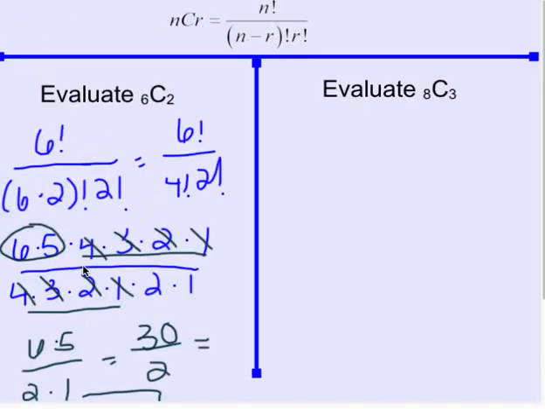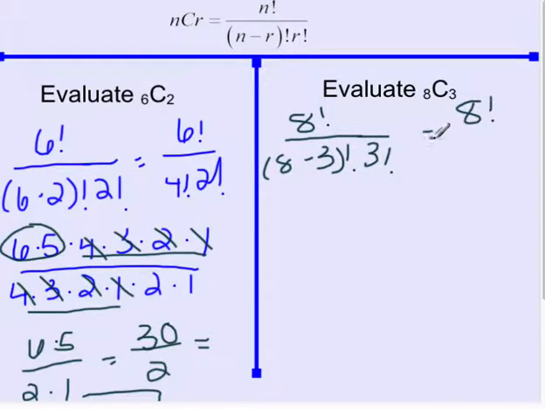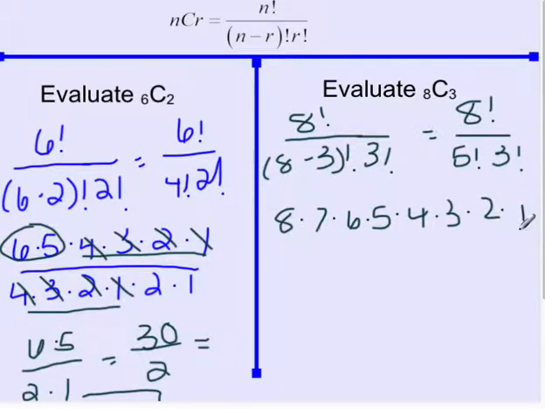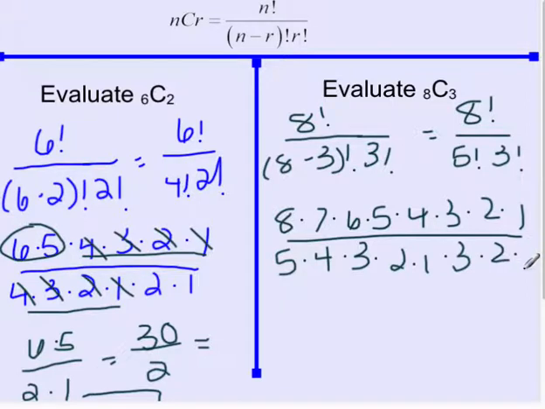Let's do that again for this next one. Now we're going to do 8 choose 3. So we're going to have 8 factorial divided by 8 minus 3 factorial times 3 factorial. That's going to be 8 factorial divided by 5 factorial, which is 8 minus 3, and then 3 factorial. Then I'm going to take care of that 5 factorial, which is 5 times 4 times 3 times 2 times 1, and that 3 factorial, which is 3 times 2 times 1.